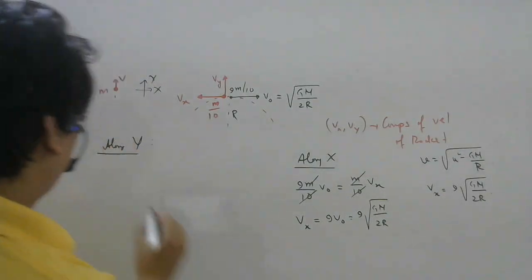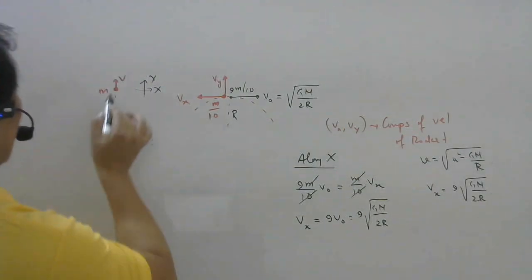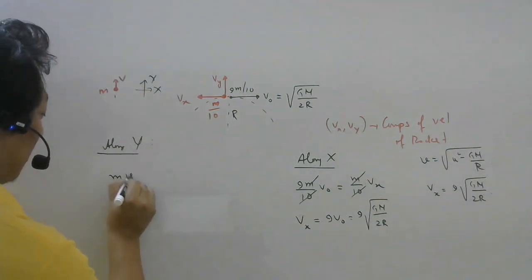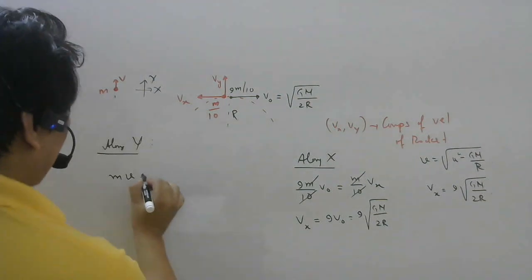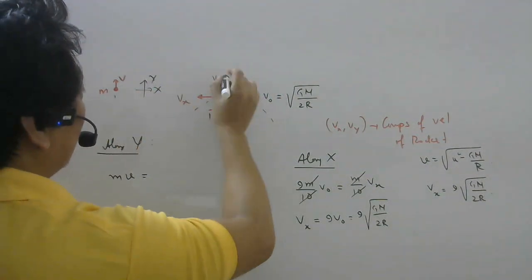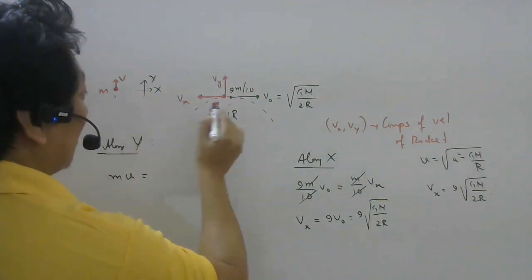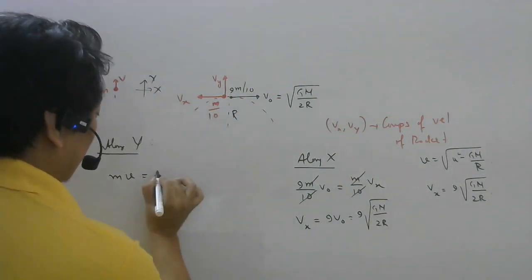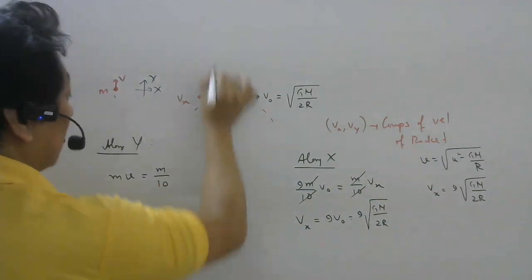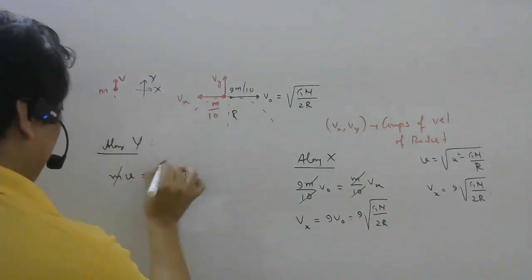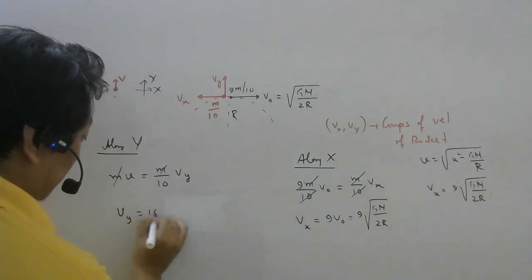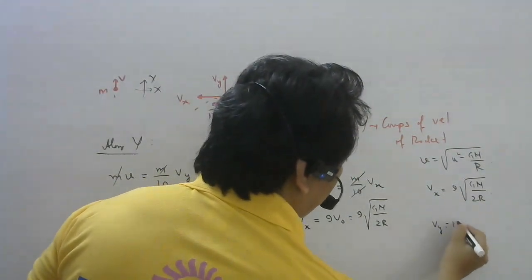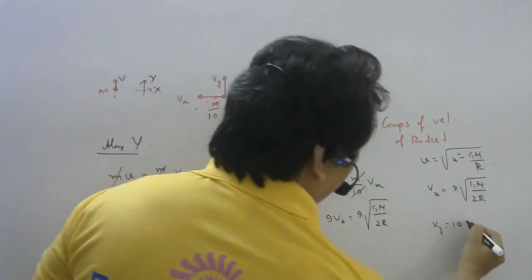Now let us use conservation of momentum along the y-axis. So what was the initial momentum of this system along the y-axis? M into v, right? This is the only momentum. And what about this system? Well, the only momentum will be due to Vy, right? So the rocket's mass is, remember, m by 10. M by 10 into velocity Vy. M gets cancelled. So Vy is 10v, and v, remember, is this.